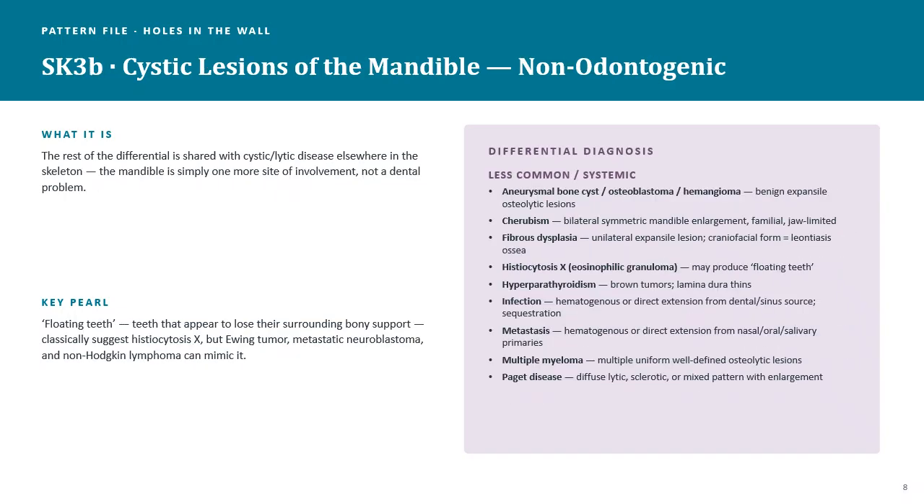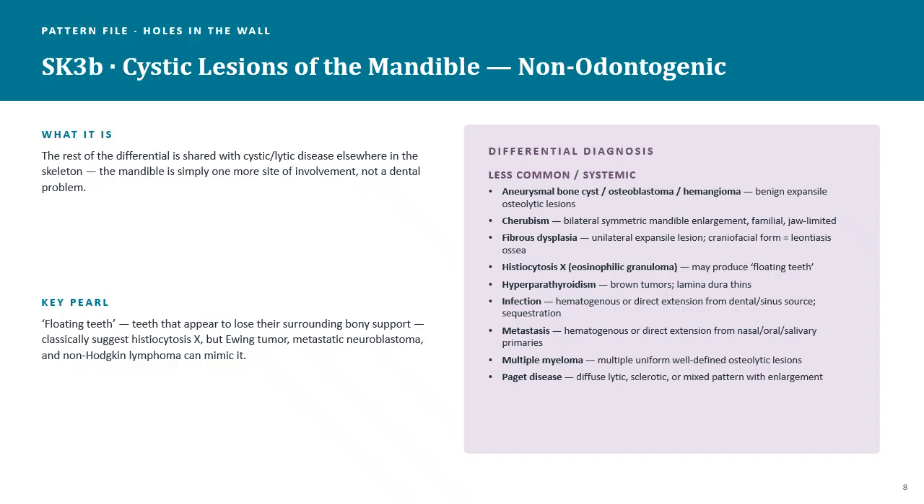This is our second category of cystic lesions of the mandible. The first category, we said that the cyst was being caused by something going on with the patient's teeth. With these, it has nothing to do with the patient's teeth. So it's jaw lesions, but again, not caused by the patient's teeth.